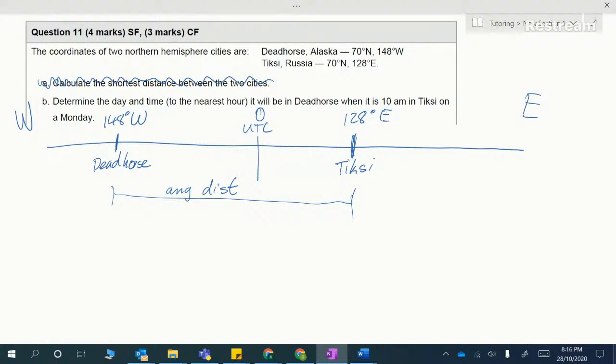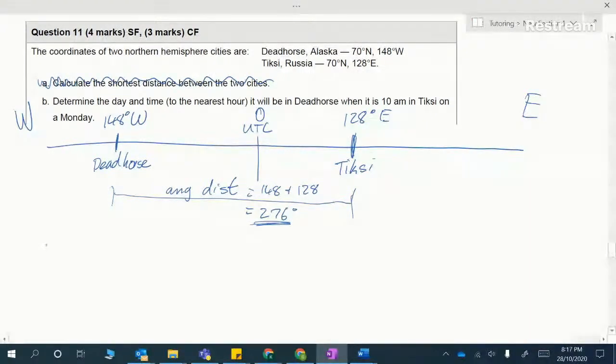So we need the angular distance between these two, so we need to add them. So that would be 148 plus 128, which is going to be 276 degrees. Now, in part A, you would do the 360 take away 276 thing. That's because in terms of distance, you don't want to go the long way round. But unfortunately, with time, you have to go the long way round because time only moves in one direction, unfortunately. Otherwise, I'm sure some of you would like to go back a few months and study some more, no doubt. So we have to go the long way. We have to use the bigger angle.